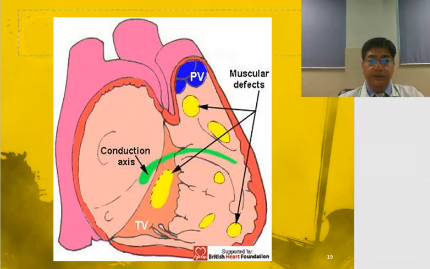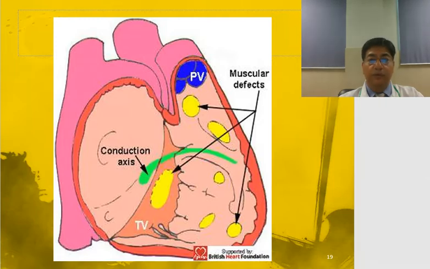So this is a pictorial presentation of different sites of VSD. VSD can happen in a muscular region or in a membranous or perimembranous area. Sometimes it is rarely in the outlet portion of the ventricle, that is near the pulmonary valve or near the aortic valve. If it is in the vicinity of the aortic valve, this is called supracristal VSD. And these are the different sites of VSD.